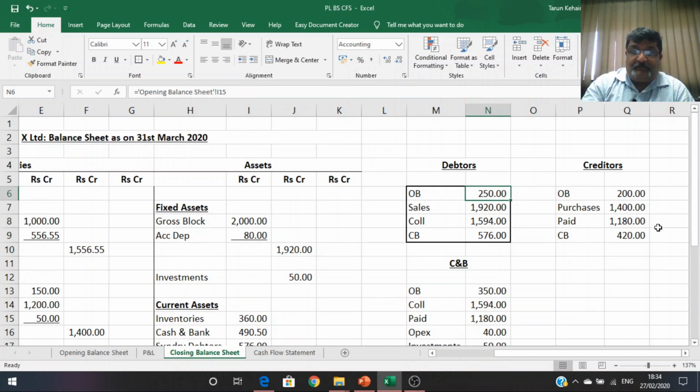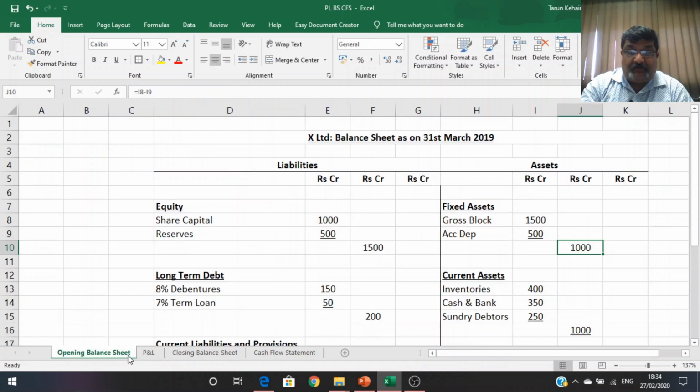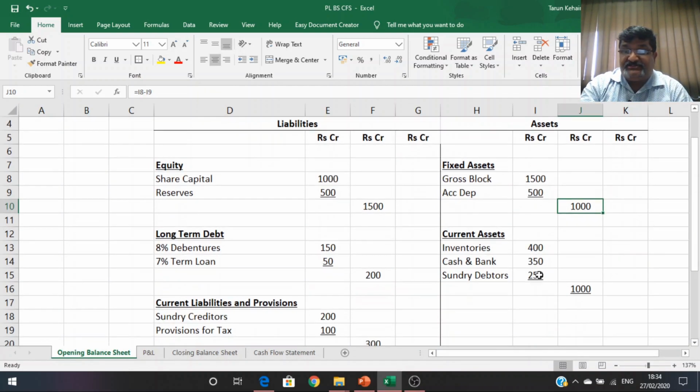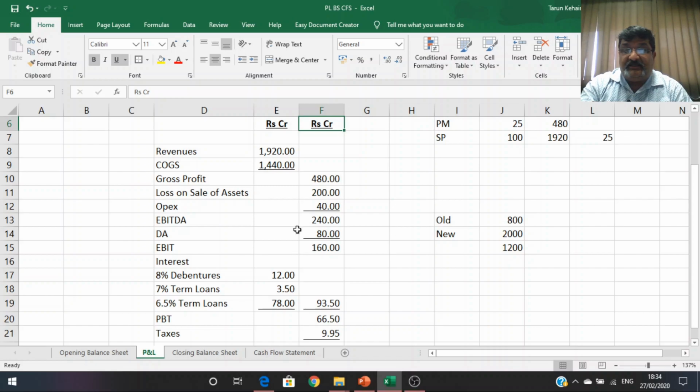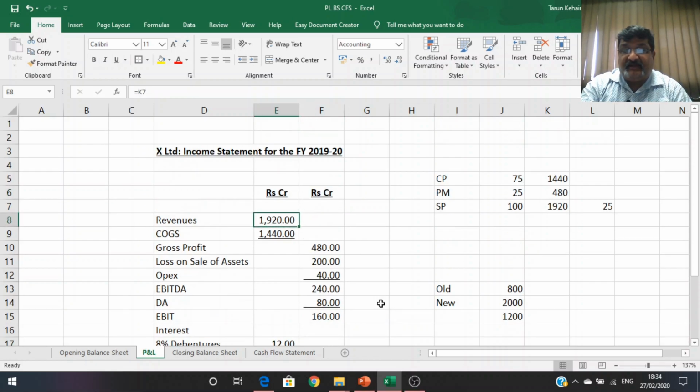So I have the opening balance of 250 crores. Where is this coming from? It is coming from the opening balance sheet. If you look here, I had an opening balance of sundry debtors of 250 crores, and I also made sales of 1920 crores. So refer back to your P&L. You will see we have made sales of 1920 crores, which is an addition to the receivables from your customers.